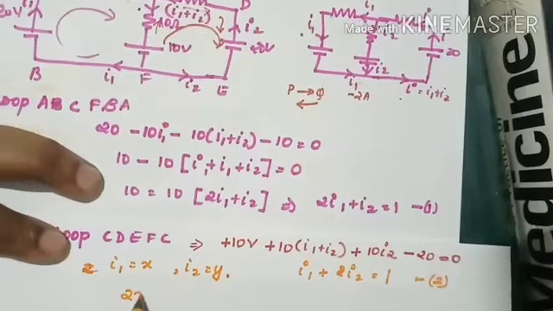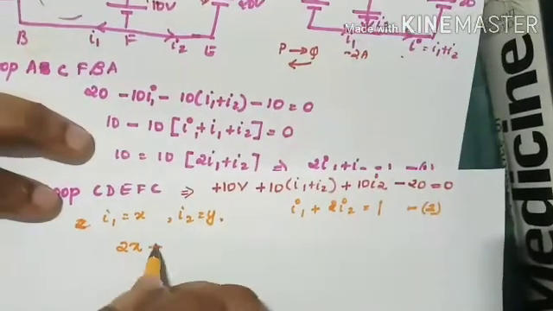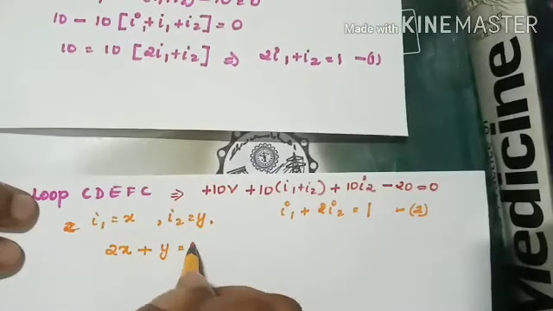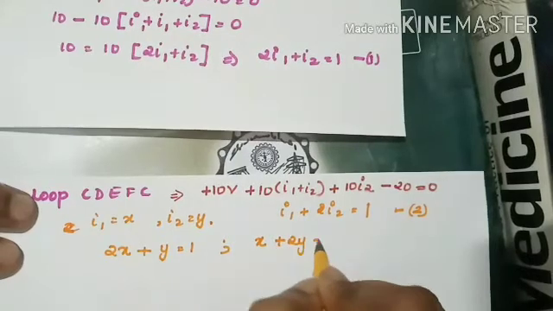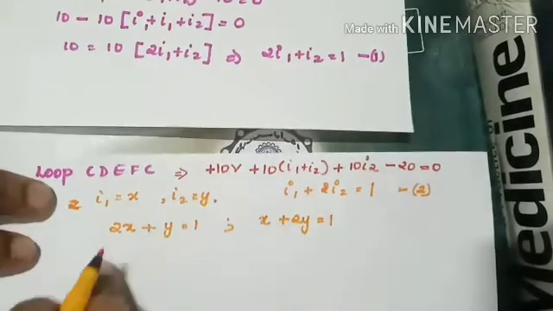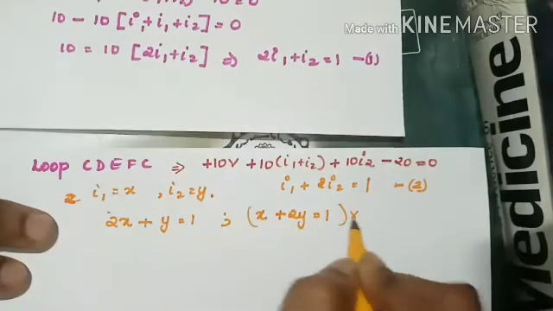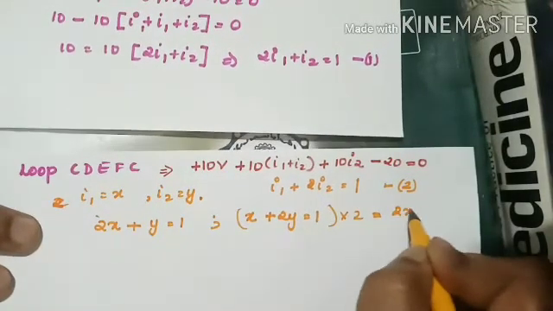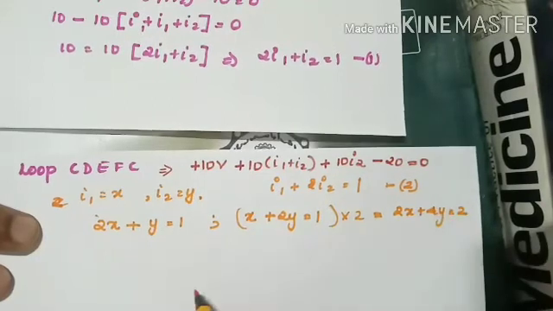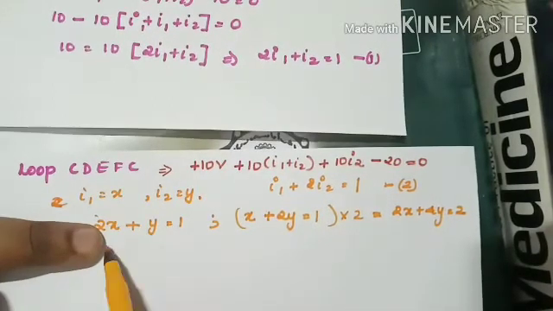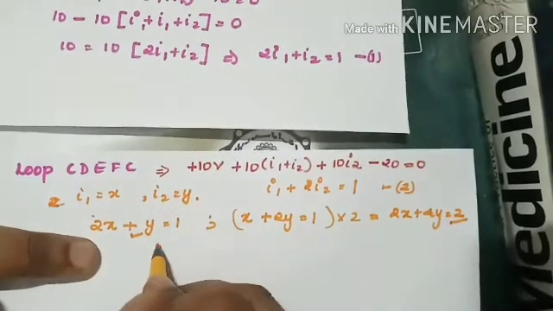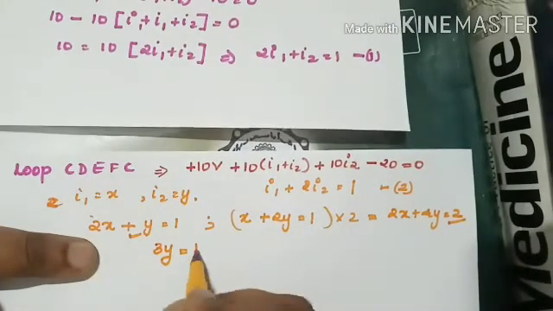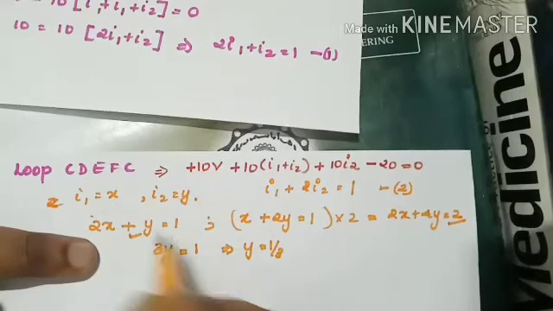So what will be the first equation? It will be 2x plus y is equal to 1, and the second equation will be x plus 2y is equal to 1. How would you solve it? You make anything common. So let's multiply this one by 2. This equation becomes 2x plus 4y is equal to 2. Right, now you can subtract these two equations. So 2x minus 2x will be 0, 4y minus y is equal to 3y, and 2 minus 1 is 1. I will get y is equal to 1 by 3. What is y? It is I2. So you get the I2 current as 1 by 3.